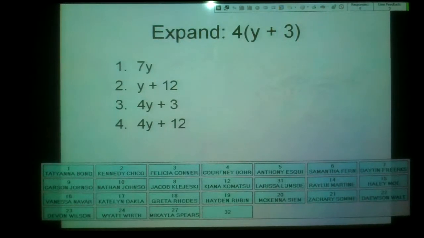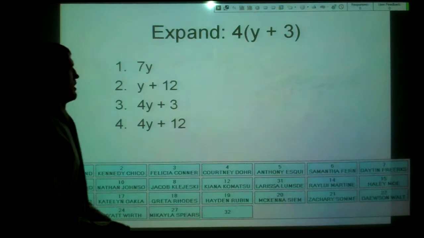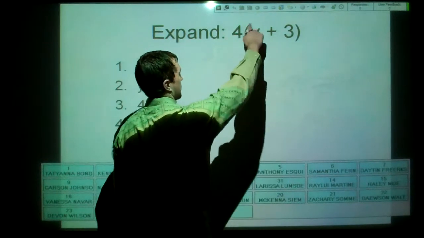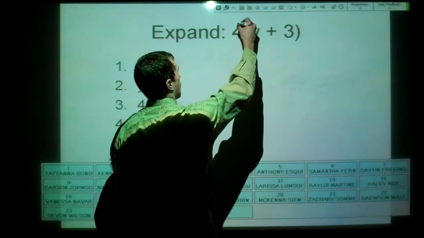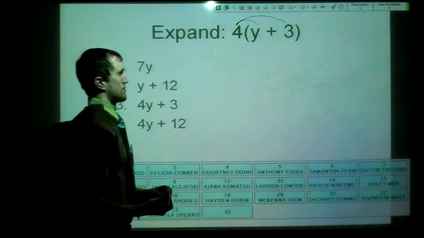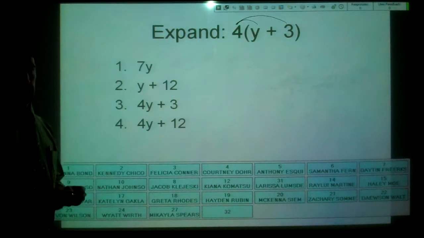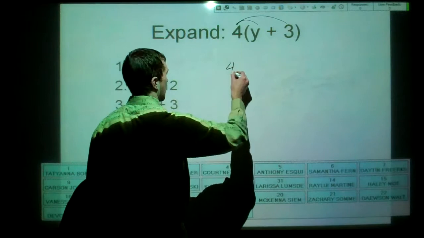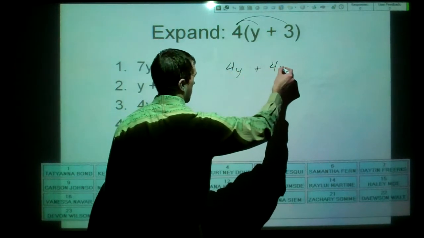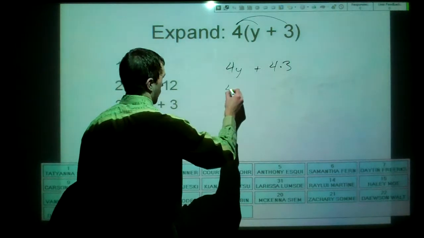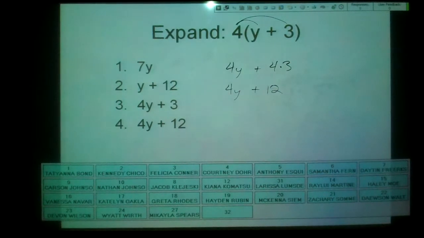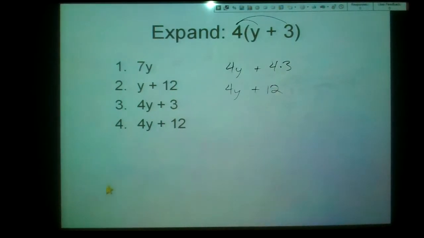Alright, one of the expand problems that we've been seeing all year, and still seem to cause us a little trouble. 4 times everything inside here. This means we are multiplying, so 4 times this, and 4 times that. So it's being expanded, or it's being distributed to each term. 4 times y plus 4 times 3, which is 4y plus 12. So we should be looking at number 4 there. 4y plus 12. Okay?